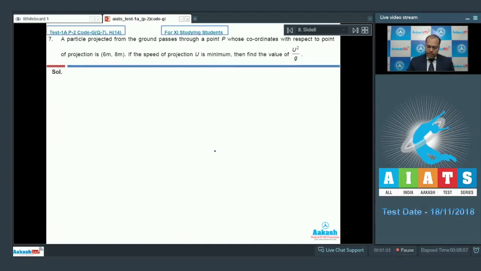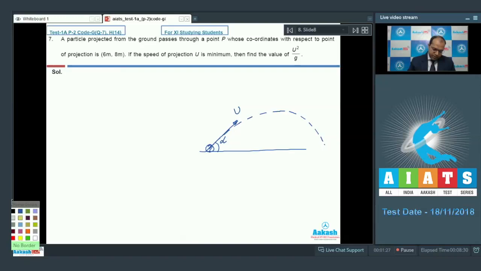Let's analyze the situation. Suppose this is the ground and a particle is projected from it with some velocity u and some angle alpha, and this is the trajectory of the particle. It is given in the question that the particle passes through the point 6, 8 meter and u is minimum. So suppose this is the incline and it makes an angle theta, and this separation is the maximum range on the incline if the particle is projected in this way.